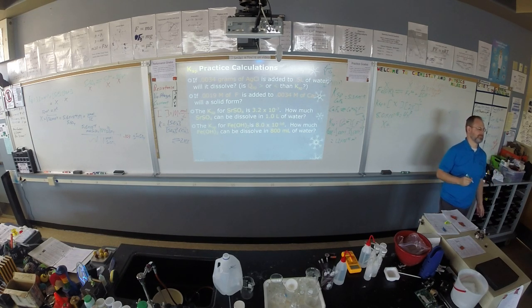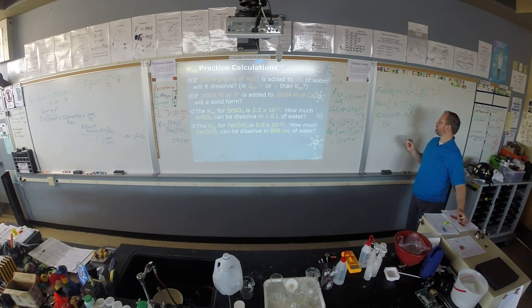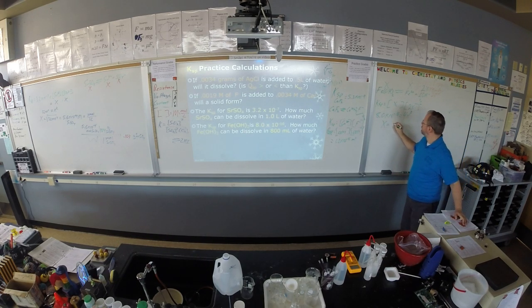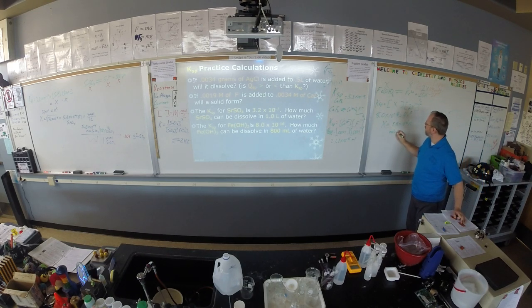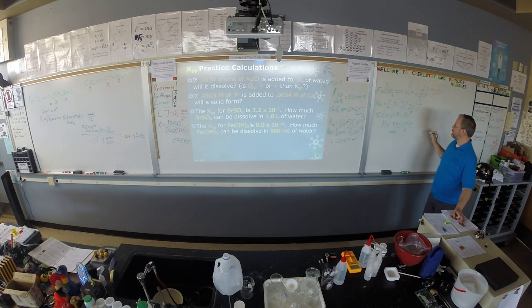Okay, so before the cube root, I got 2 times 10 to the negative 16. Perfect. And then after you cube rooted, I got 5.8 times 10 to the negative 6. Yes, that's good. And I got 5.8 times 10 to the negative 6 molar. And then we're going to divide that by 0.8 to get moles, and you get 7.3 times 10 to the negative 6.